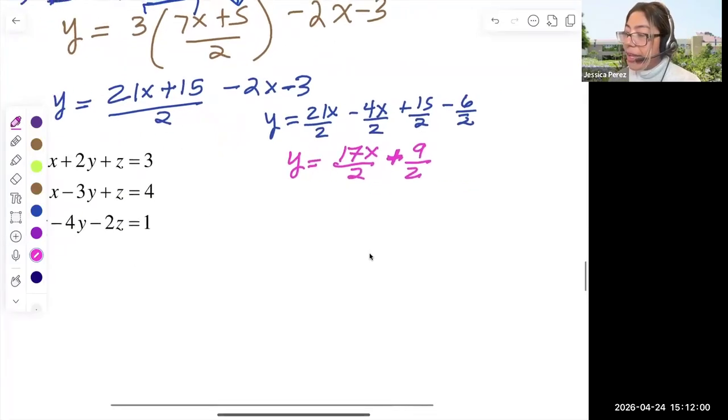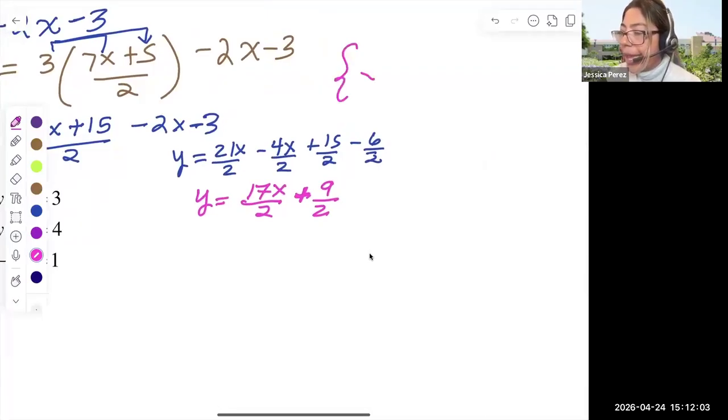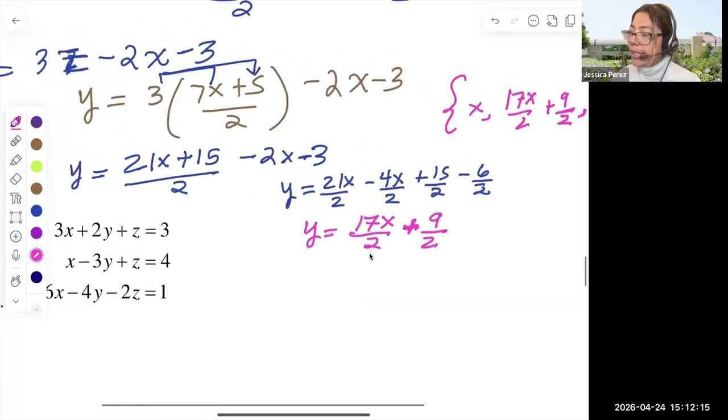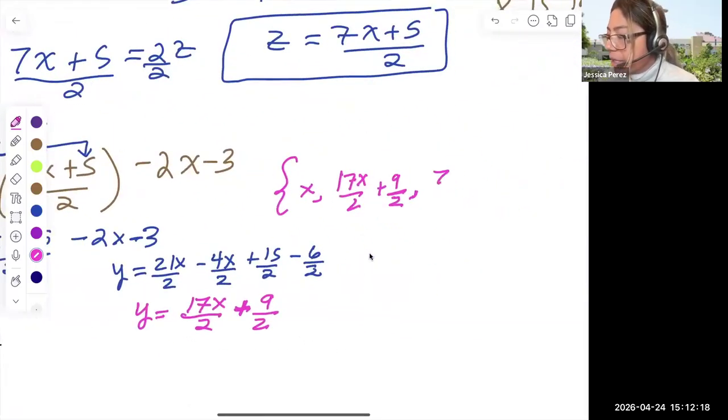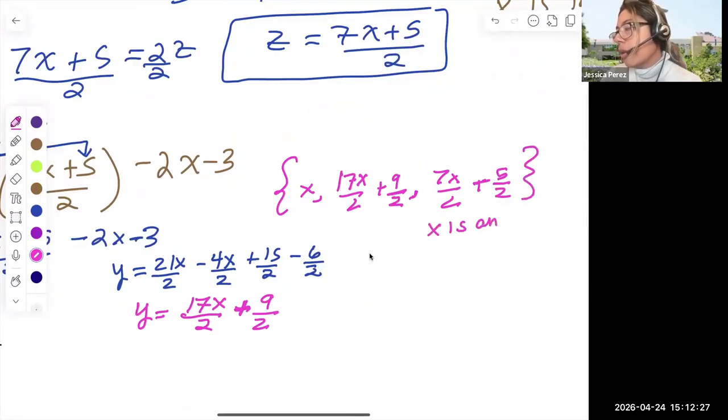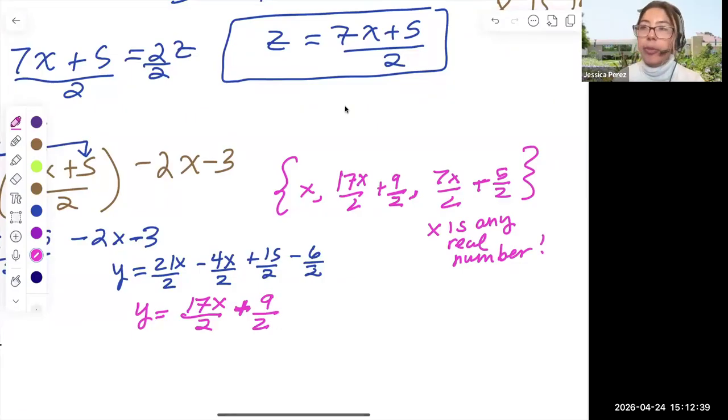So then my final solution is going to be my x, which is independent, my y, which is 17x over 2 plus 9 over 2, comma, my z solution in terms of x, so it's 7x over 2 plus 5 halves, where x is any real number. And that is how I'm going to have my solution. It's x, y, and z, but they are all in terms of a single variable. And that single variable was the variable x.